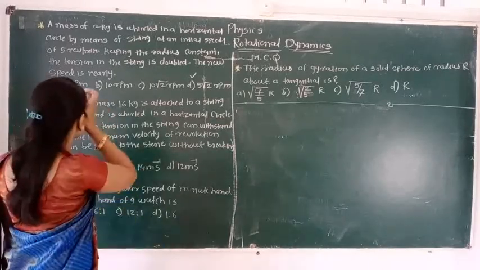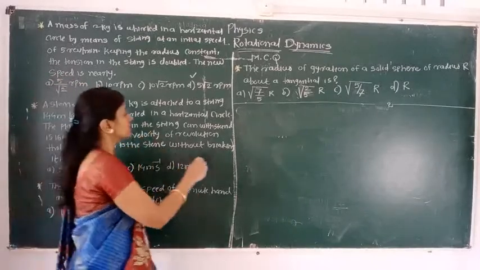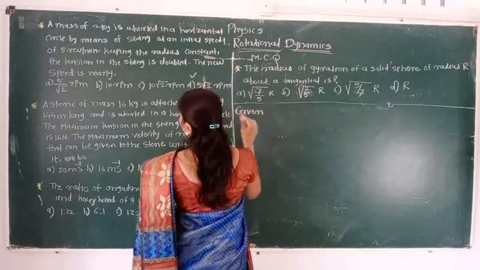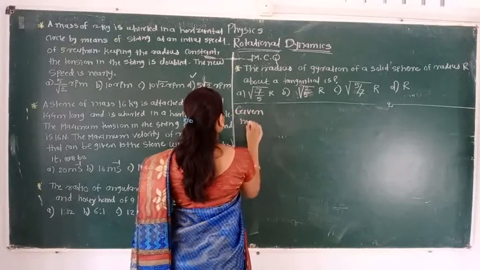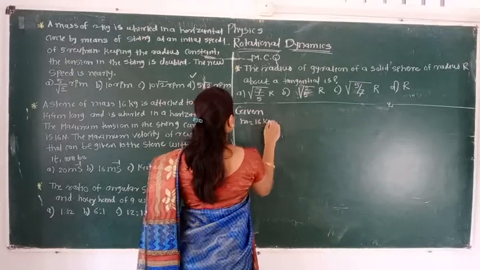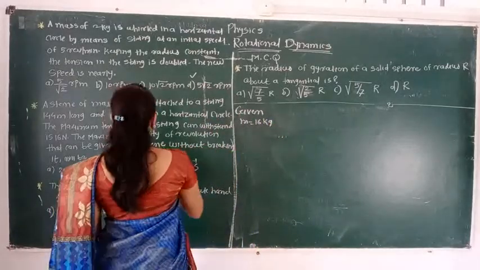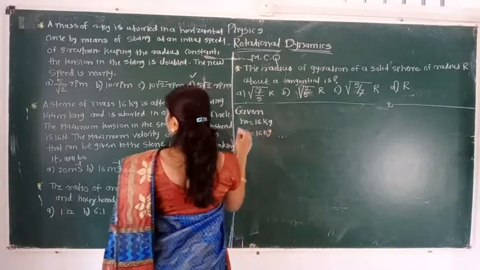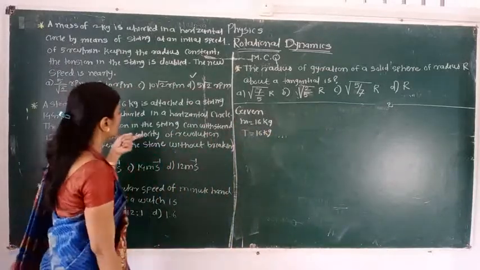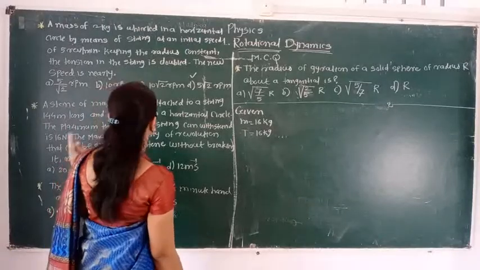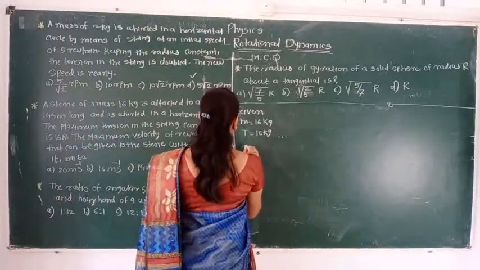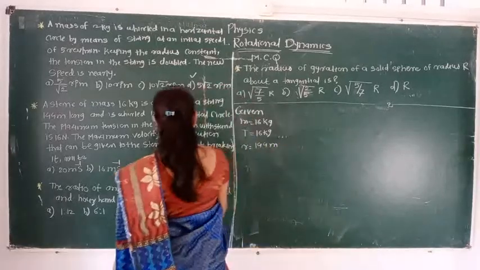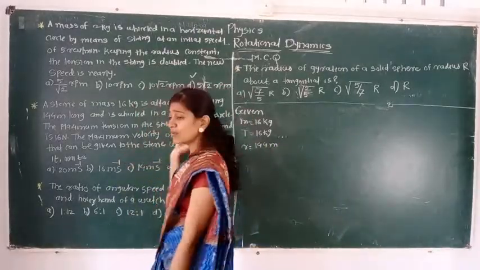So we know here the stone is present, which means tension is present. Whatever is given, we are going to write first: the mass is equal to 16 kg. Next, T is equal to 16 Newton, the maximum tension the string can withstand. The length is equal to 144 meter.